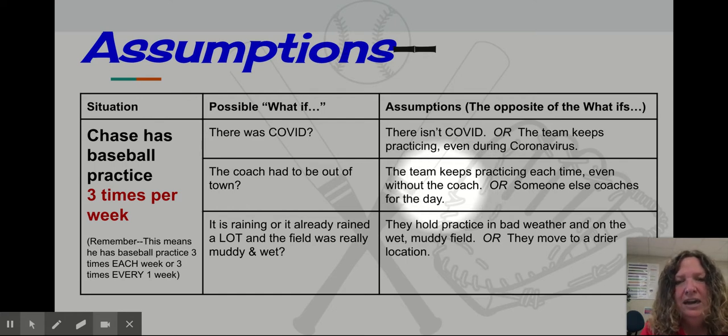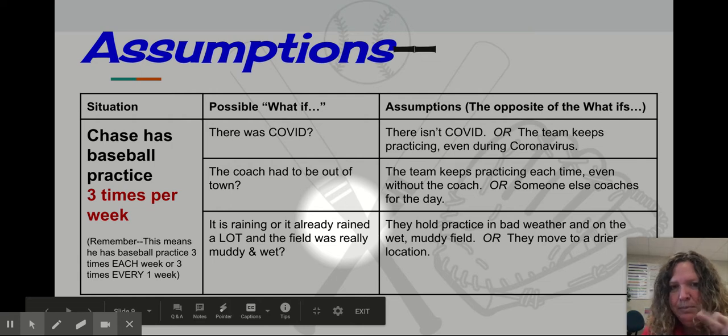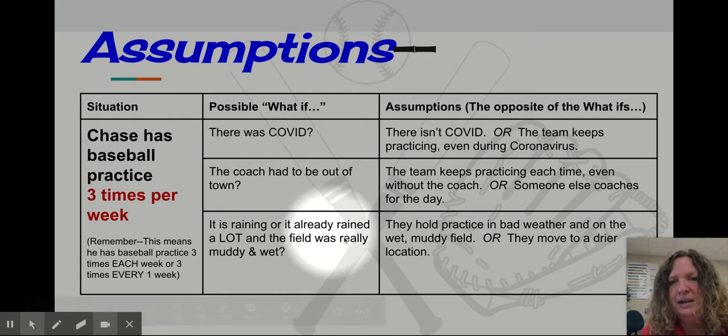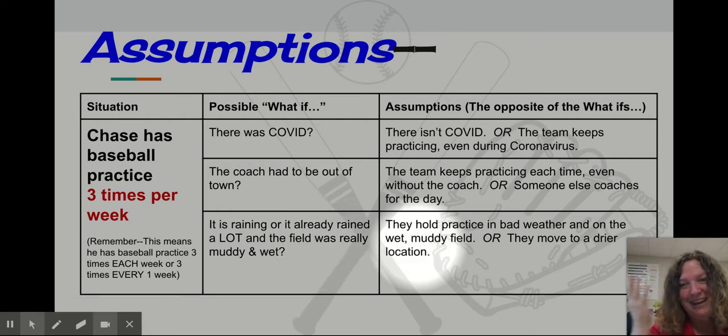We say, okay, but it's baseball, so what if it's raining? Or what if it already rained a lot and the field is really muddy? We say he has practiced 3 times every week, but what if it's raining? Or what if the field is muddy? The assumption is the opposite of the what if. They hold practice anyway. They have practice in bad weather. They have practice on the wet, muddy field. They move to a drier location. All of those things could be our assumptions.